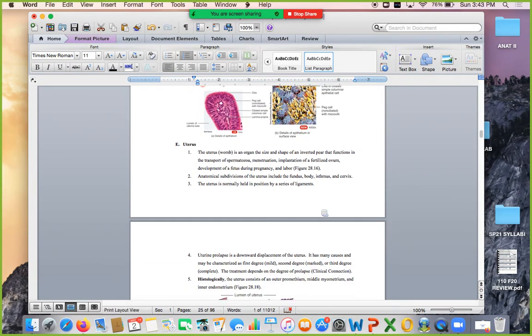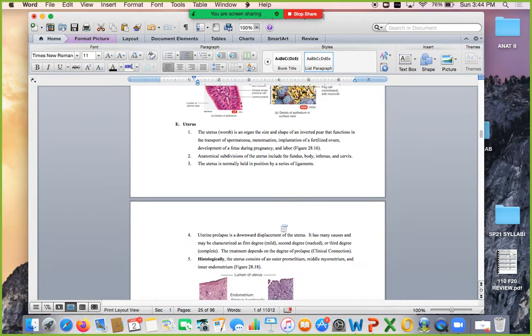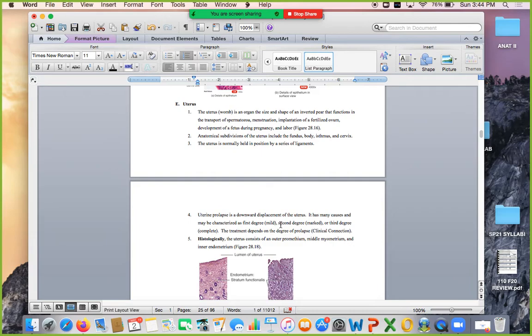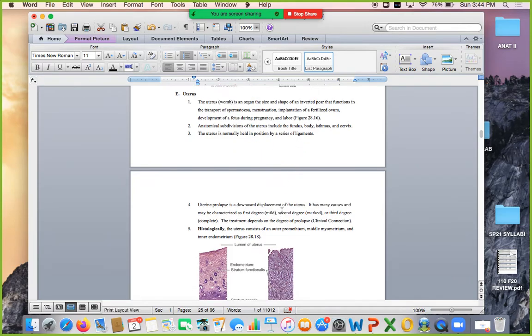Right? The uterus is known as the womb. It's about the size of a pear. It's going to transport the sperm as well as be involved in the process of menstruation, implantation, etc. And it's going to help develop a fetus during pregnancy and then expel that fetus during labor. It's divided into regions, including the fundus, the body, the isthmus, and the cervix. And it's going to be held by a lot of ligaments, which I just talked about.